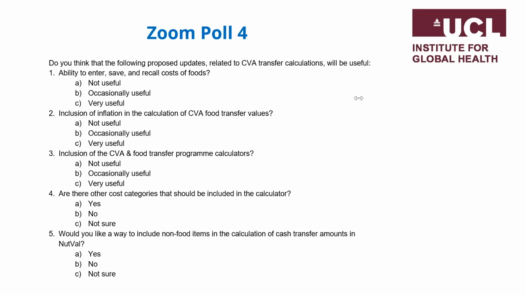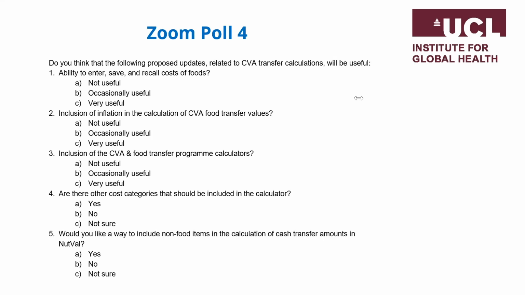So just to run through them, it seemed that 74% thought it'd be useful to be able to save and recall costs. 22% said occasionally useful. People generally thought that it's good to build inflation into the calculation. And the program transfer calculators were thought to be useful. And we had quite a few people saying that there are other cost categories that should be included in the calculator. So it'd be great to explore that a bit more in the Q&A or the actual questions.